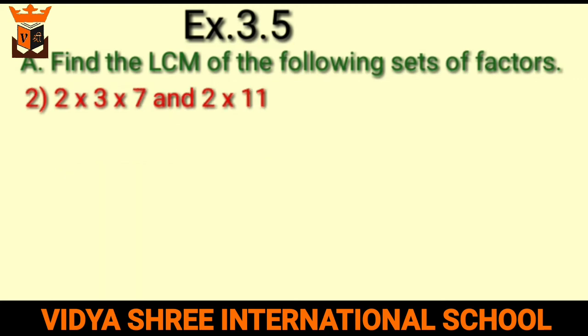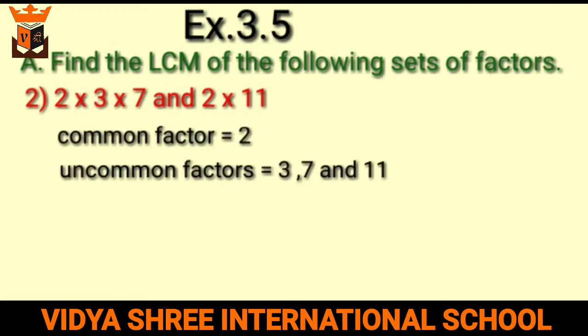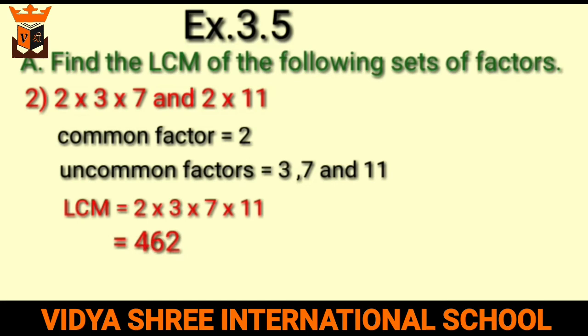Second part is 2 multiplied by 3 multiplied by 7 and 2 multiplied by 11. Here 2 is the common factor between the two sets and the uncommon factors are 3, 7 and 11. So the LCM will be the product of common and uncommon factors. So LCM is equal to 2 multiplied by 3 multiplied by 7 multiplied by 11, which is equal to 462.